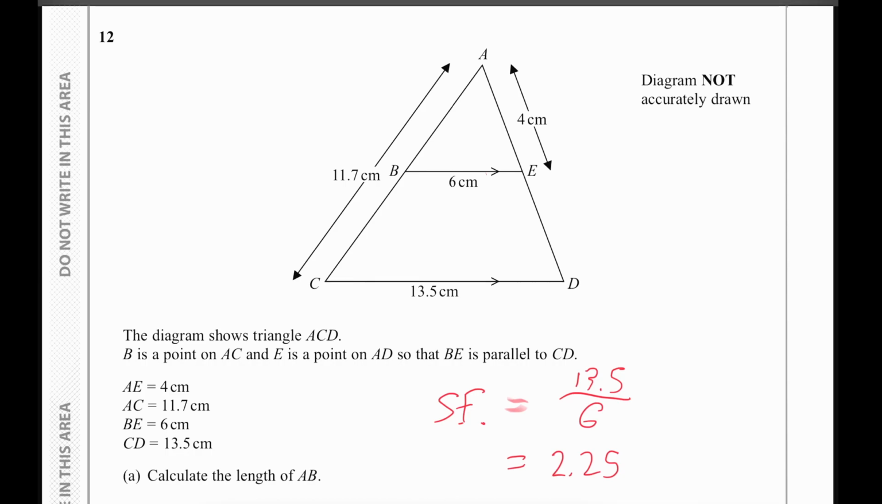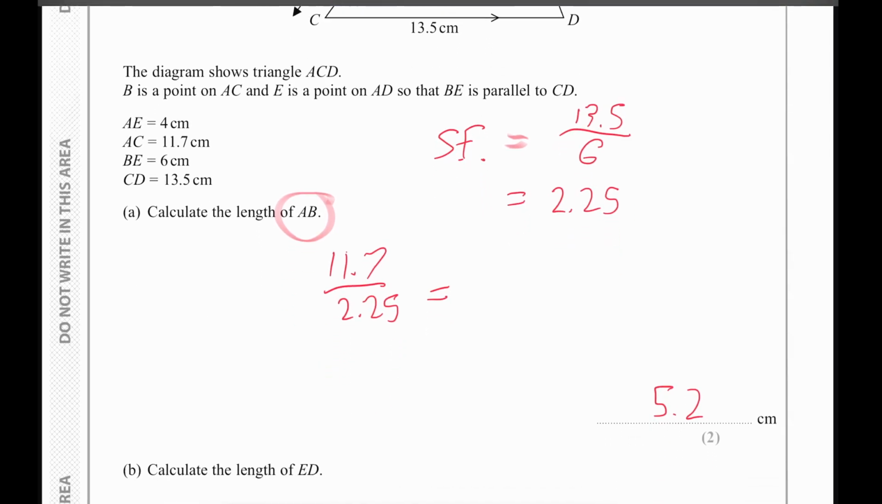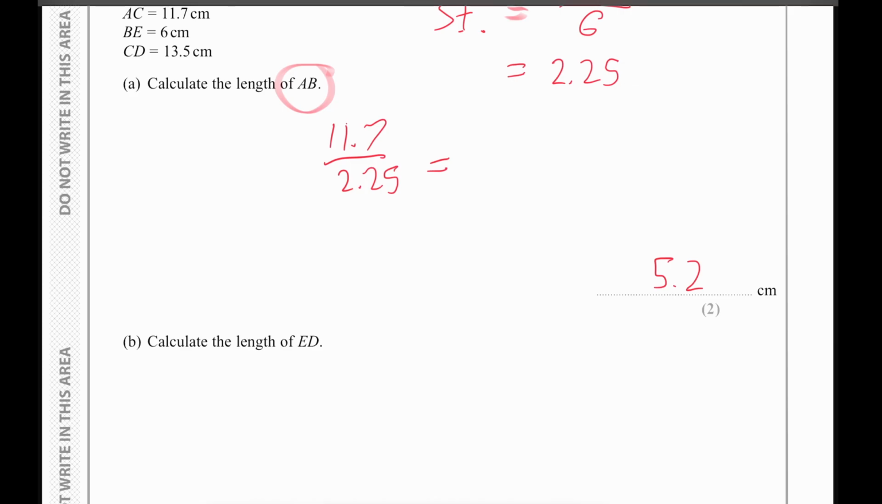Now that I've got that, I can use it to find any missing side so long as I have the related side of the other triangle that is similar to it. So we need to calculate the length AB, which is this length over here. We can see that that is related to my 11.7. Right, so let's find it. We're going to take 11.7 and divide it by my scale factor, which is 2.25, which gives us 5.2 centimeters. Wonderful.